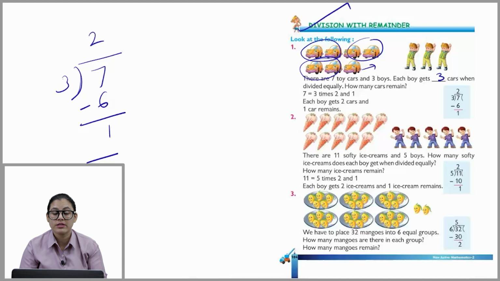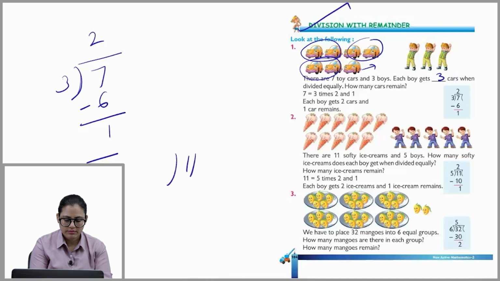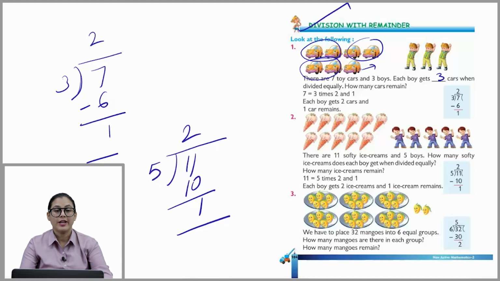How many softy ice creams does each boy get when divided equally? How many ice creams remain? See, 11 divided by 5. 5 2s are 10. The remainder is 1. Okay. So, 11 is equal to 5 times 2 and 1. Each boy gets 2 ice creams and 1 ice cream remains. In the third case, we have to place 32 mangoes into 6 equal groups. How many mangoes are there in each group and how many mangoes remain? Let's do it.